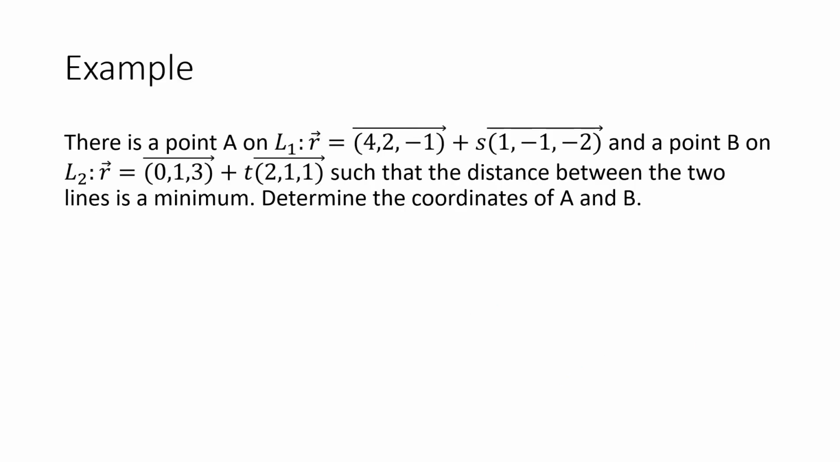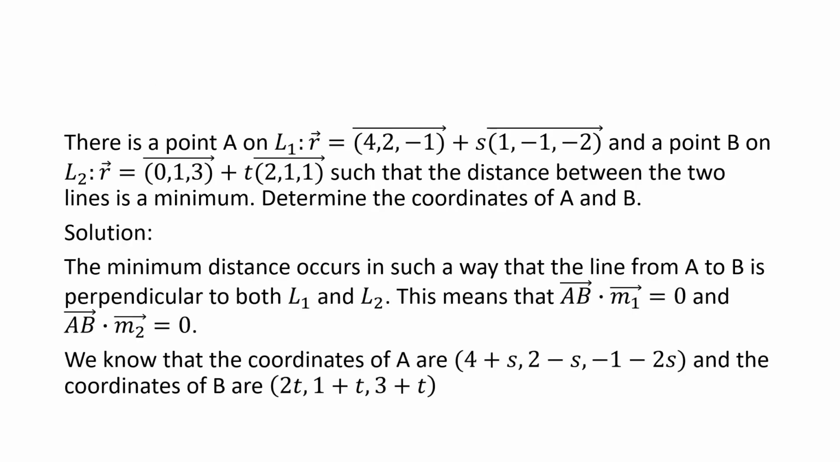Okay? Now, this next question is really interesting. There's a point on one line and a point on another line such that the distance between those 2 points is a minimum. We want to determine the coordinates of those 2 points. Now, the minimum distance occurs in such a way that the line from A to B will be perpendicular to both L1 and L2. So I want you to imagine that we've got 2 lines in 3 dimensions.